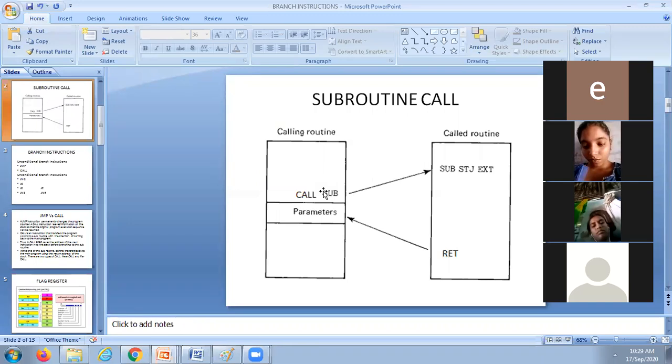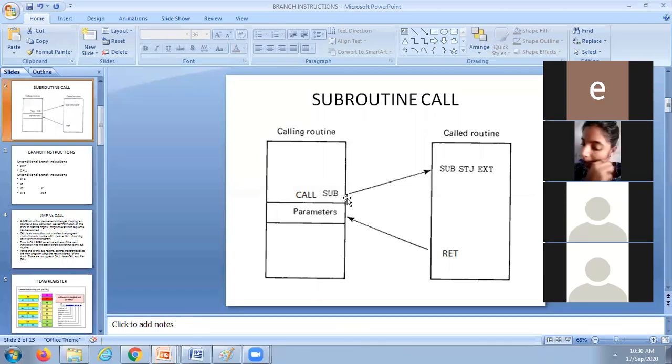There is an instruction called PUSH A, meaning push all the registers at once. Only PUSH will push only one register. PUSH A means push all the registers at once. All the registers, that is the status of the program, are transferred onto the stack. Then the control is transferred from the main program to the starting address of the subroutine.